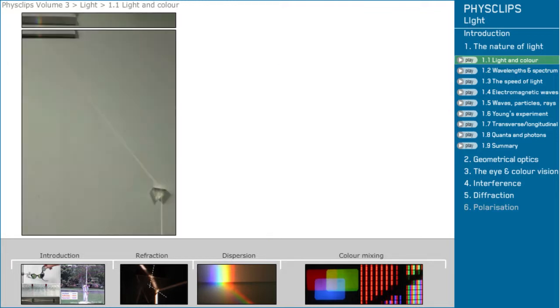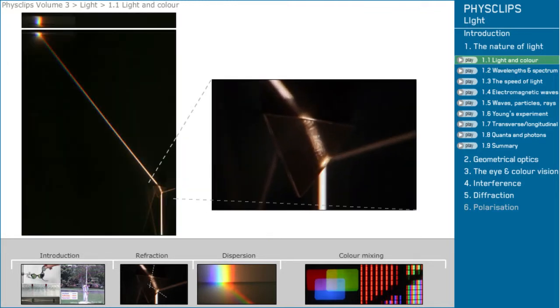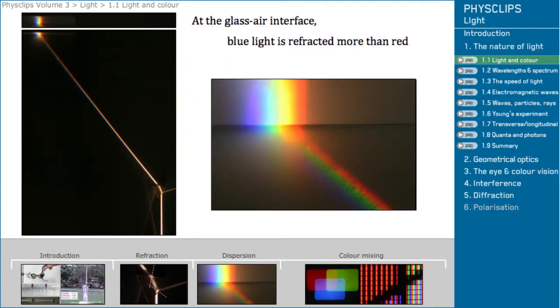Here, a narrow beam of light enters the prism and, at both glass-air interfaces, its direction changes. We say that the ray is refracted. In a later chapter, we'll see that refraction is due to different speeds of light in the two media. Blue light is bent more than red, so the white light is dispersed into a spectrum of different colours.